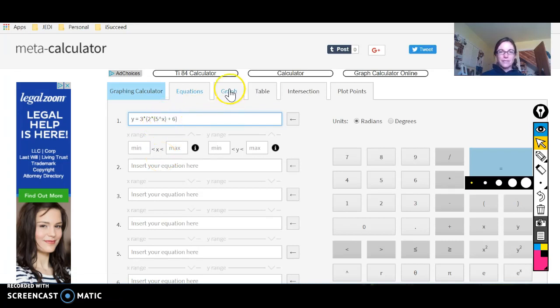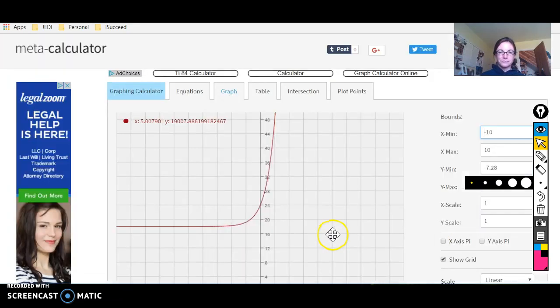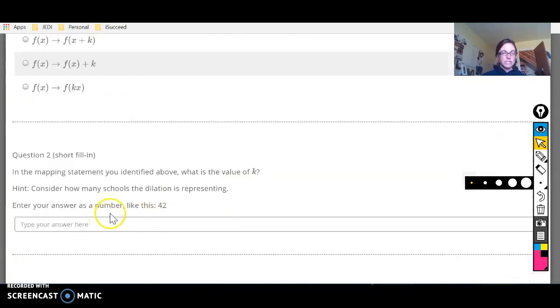And the graph of that is going to look like this, where if each school's initial value is 8 and we have 3 schools, then it makes sense that our initial value would be 24. If our asymptote for each school was 6 and we have 3 schools, then our asymptote is going to move up to y equals 18. And then it's going to continue to spread from there. Okay? So let's go back to these questions.